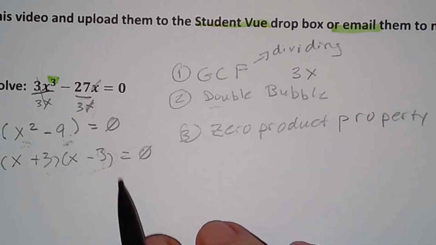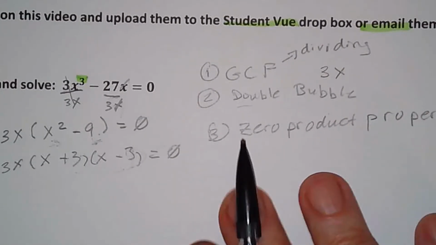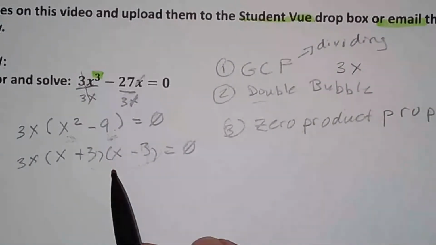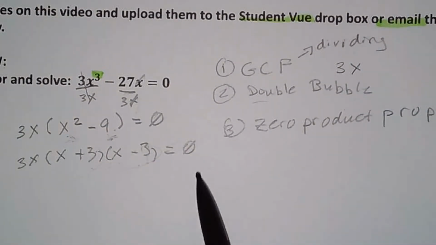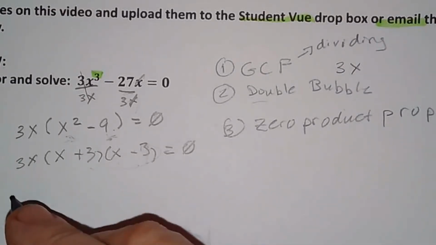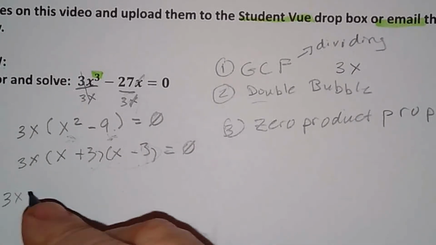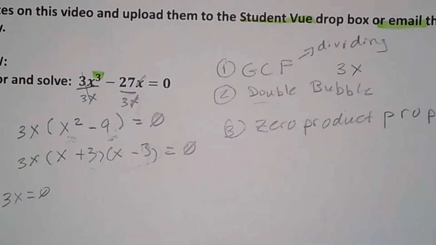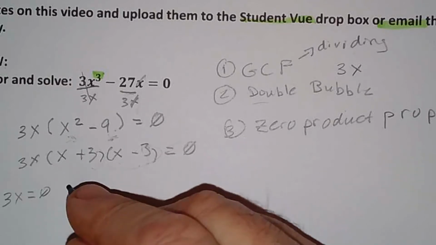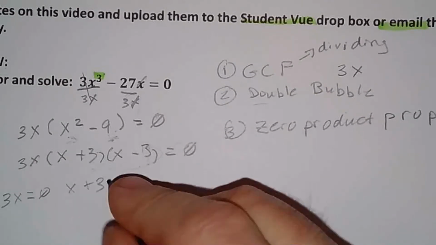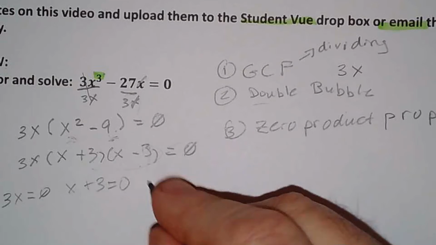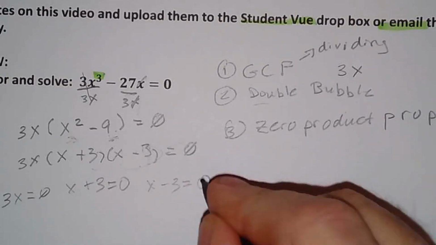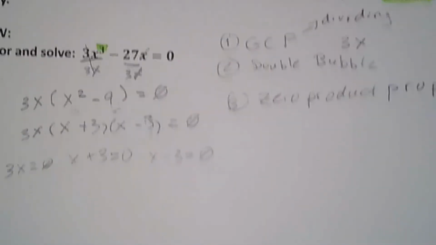And we're going to use that to go ahead and solve for 0, because y equals 0. So we want to solve for the 0. Looking at this, we have 3x equals 0, x plus 3 equals 0, and x minus 3 equals 0.